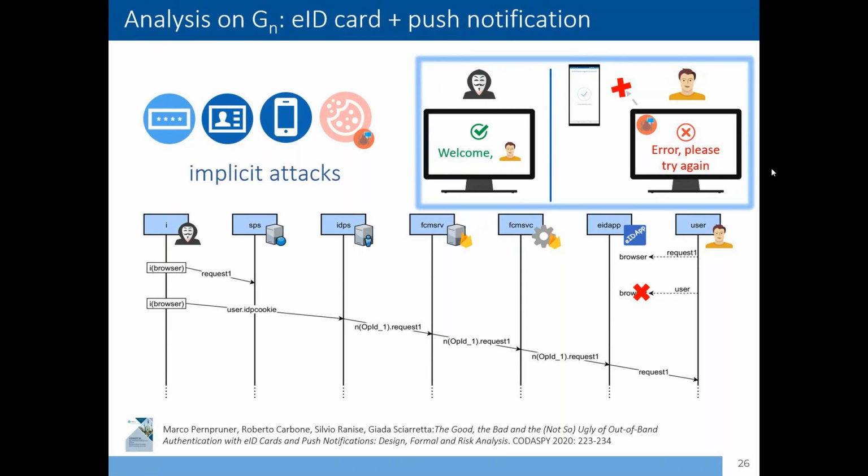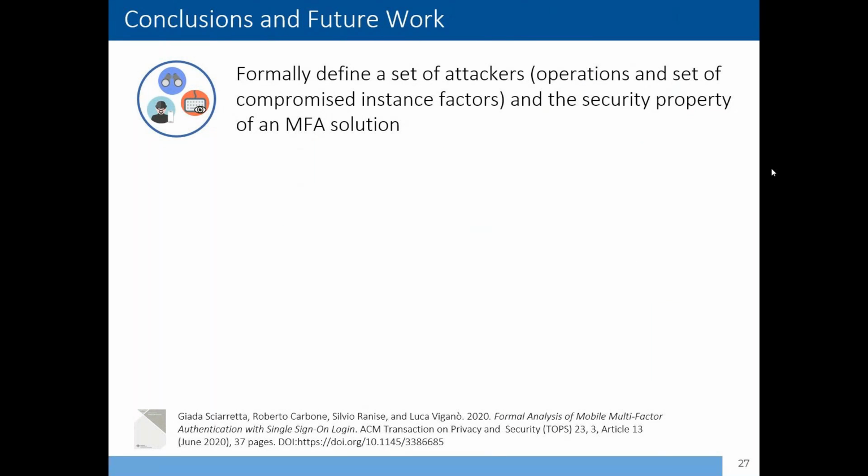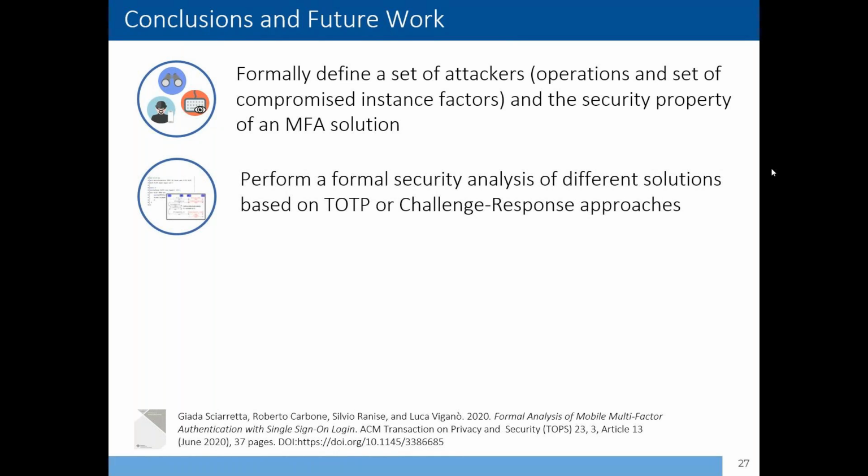So to conclude, we have formally defined a set of attackers based on the operations and set of instance factors that they are able to explicitly compromise. And then based on this notion, we refine the security property for a multi-factor authentication. Based on this formalization, we formally analyze different solutions based on different OTP approaches. And this led us to classify 2 different types of attackers.